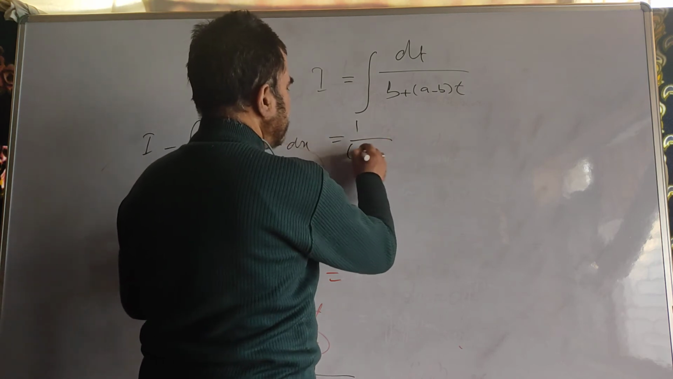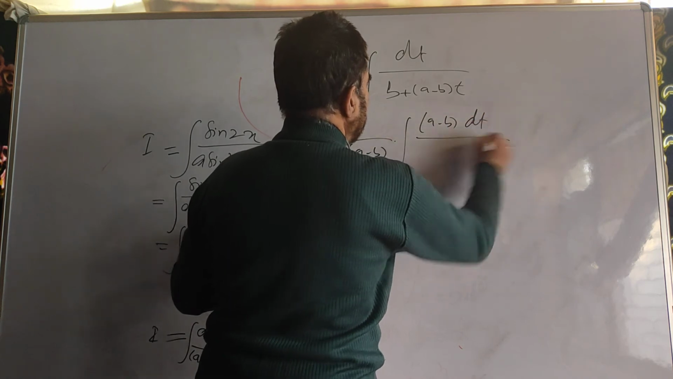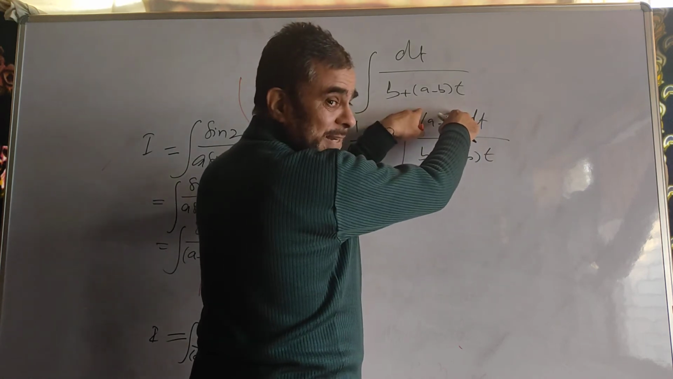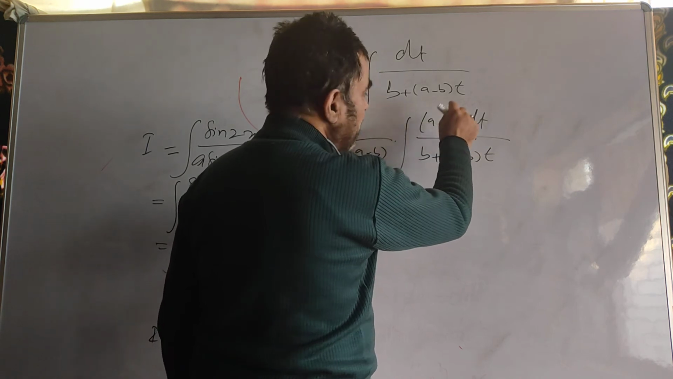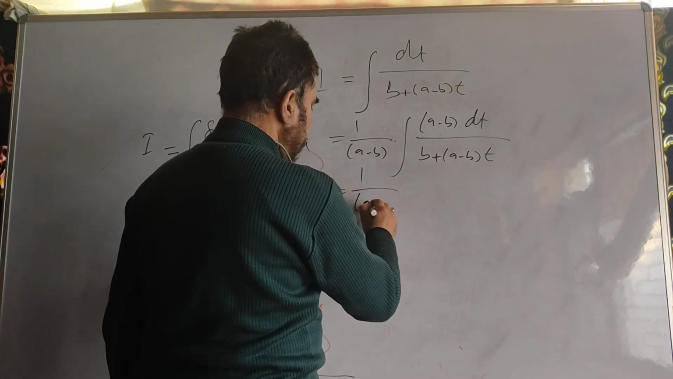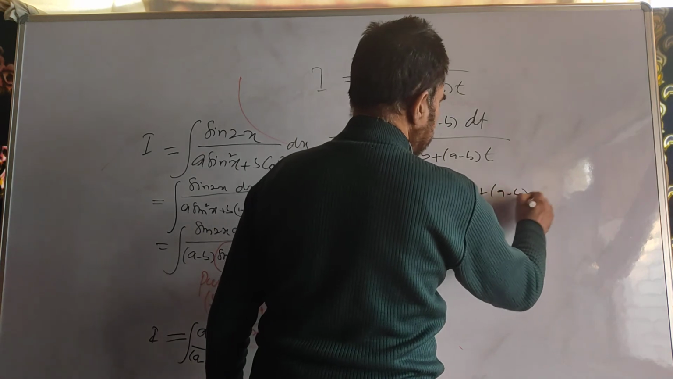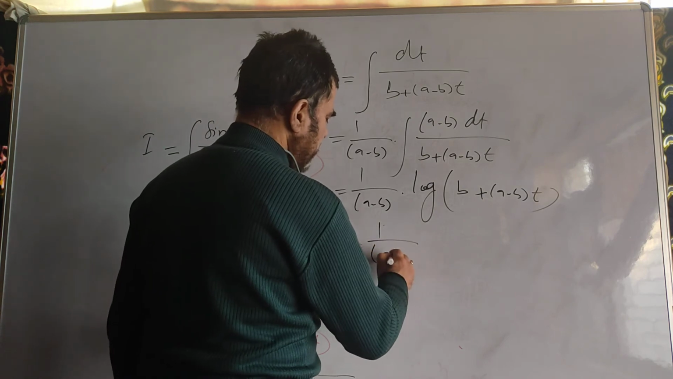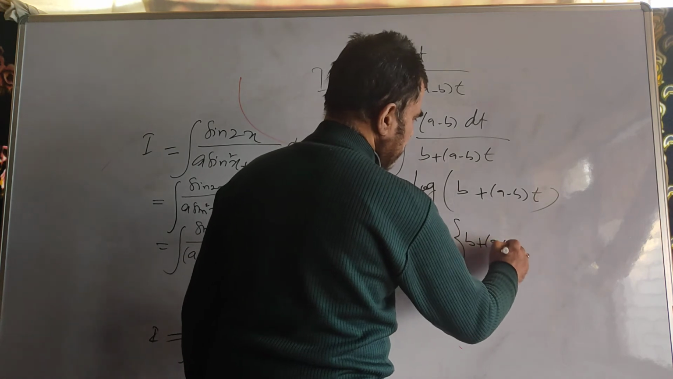I will write 1 by a minus b into the integral of a minus b dt by b plus a minus bt. This is your fx, and this is your f dash x, the derivative of this being a minus b. So this is fx, f dash x, fx. This is the log of the denominator. 1 by a minus b, it is log of b plus a minus bt. Clear?